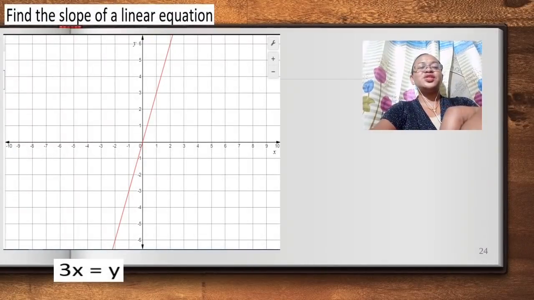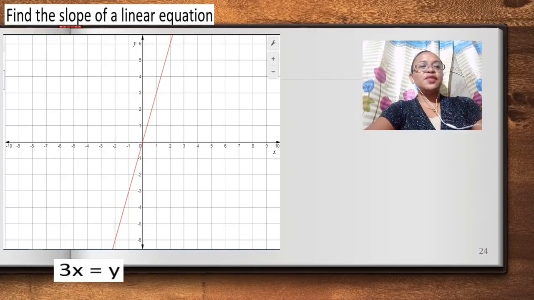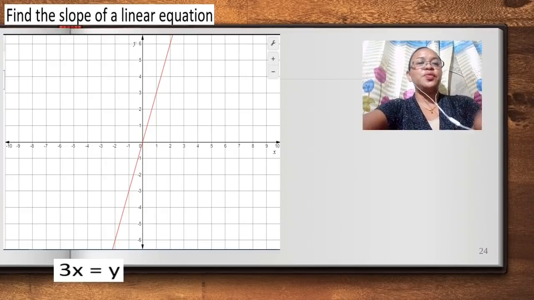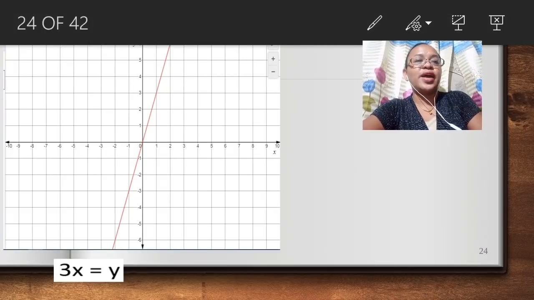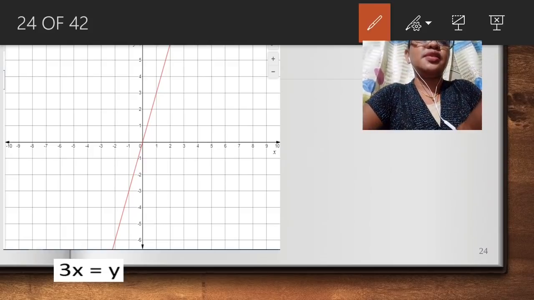Okay, let's have number 2. Find the slope of the linear equation. Sometimes the linear equation is only given through a graph, or sometimes it's given through the equation. So if it is the graph, still the same, you will have to find a point. So I decide to find a point here. So I want this 0, 0. Okay, the origin. Can you see that? The origin.